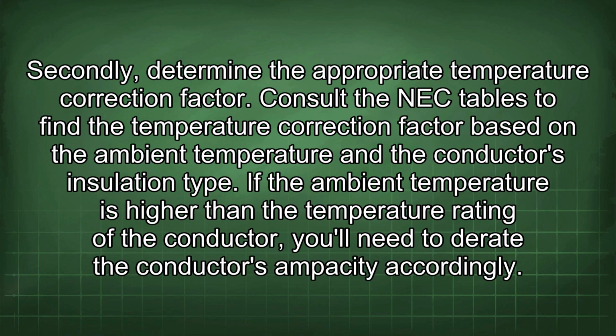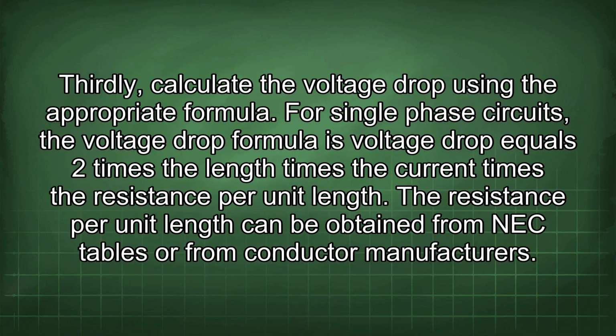Secondly, determine the appropriate temperature correction factor. Consult the NEC tables to find the temperature correction factor based on the ambient temperature and the conductor's insulation type. If the ambient temperature is higher than the temperature rating of the conductor, you'll need to derate the conductor's ampacity accordingly. Thirdly, calculate the voltage drop using the appropriate formula.